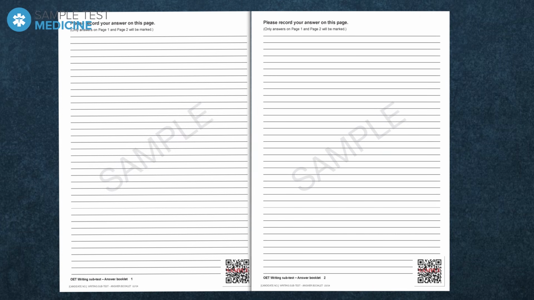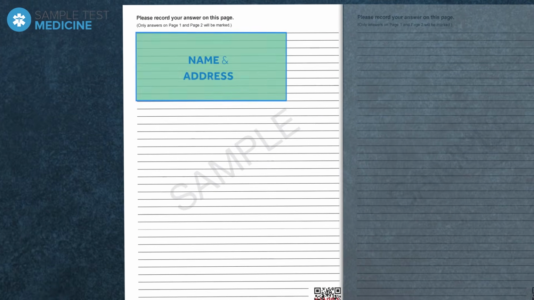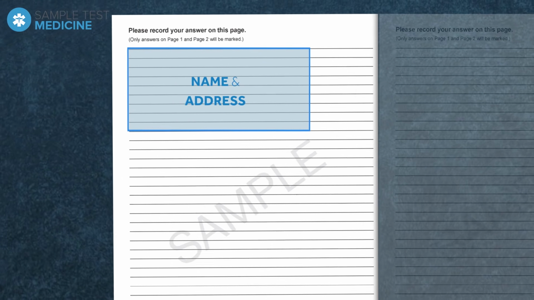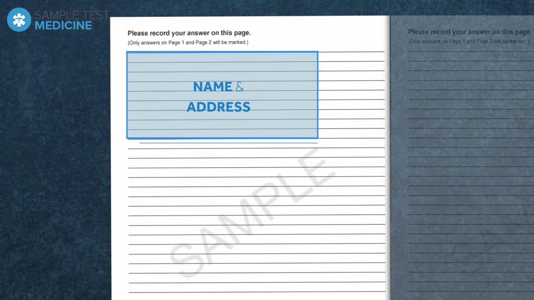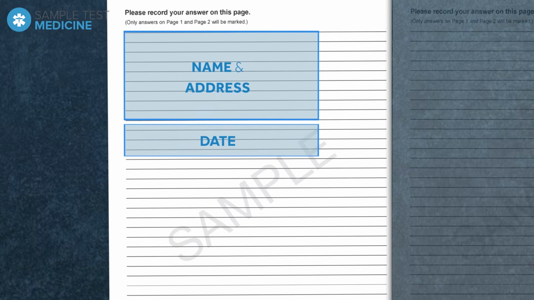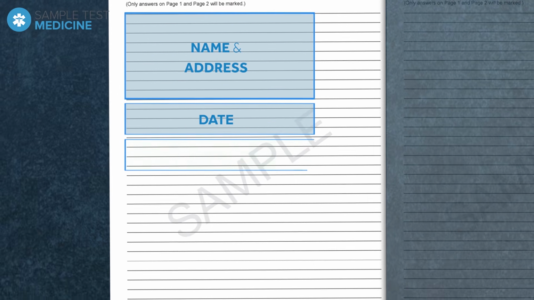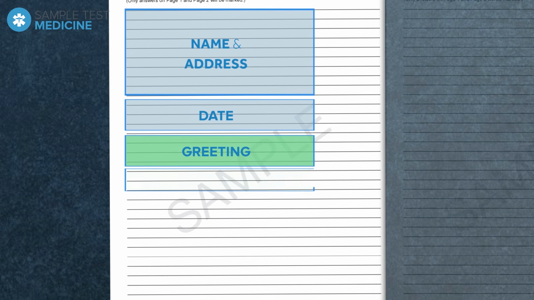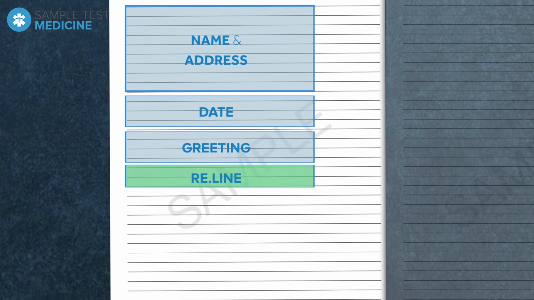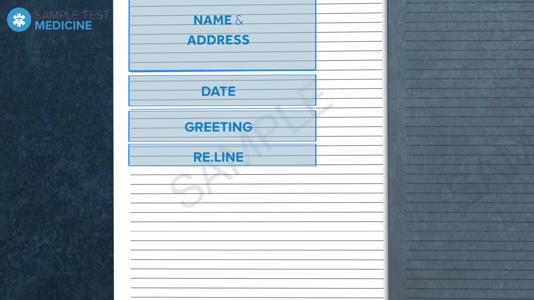Opening my answer booklet, I'm going to start with the reader's name and the address, which I can copy directly from the writing task. Underneath this, I will add the date, which is today in the case notes, the 30th of August 2019. Next comes my greeting, Dear Ms. Graham, followed by the RE line.